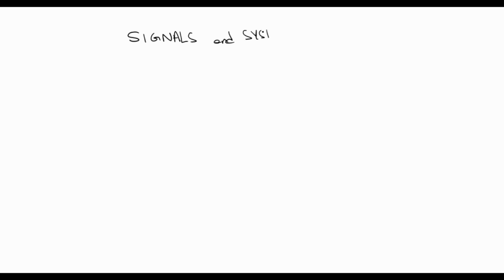Signals and systems. So what is a system? A system is a meaningful interconnection of devices and components in order to achieve a certain goal. So this black box here can be assumed to be a system.